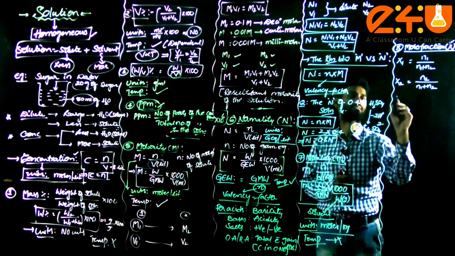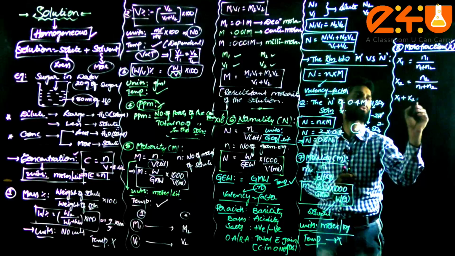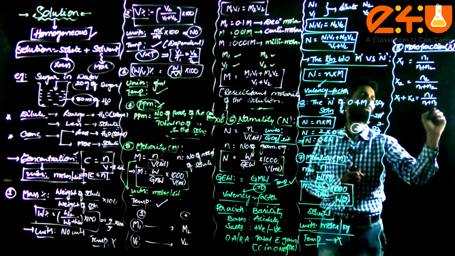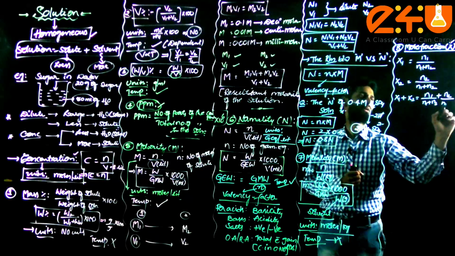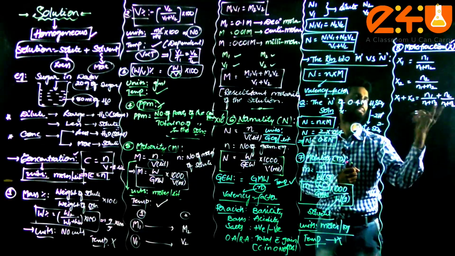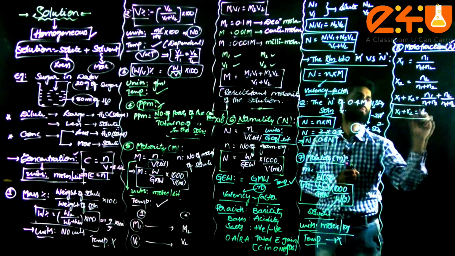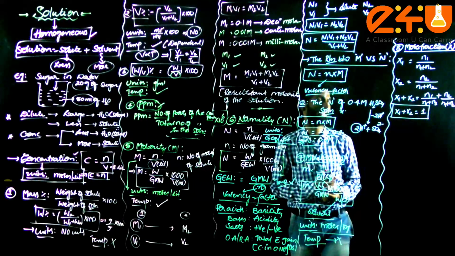What is the sum? If x1 plus x2 is equal to, what will happen? n1 divided by n1 plus n2, plus n2 divided by n1 plus n2, with the same denominator. So x1 plus x2 is finally equal to 1. This is a very important expression.